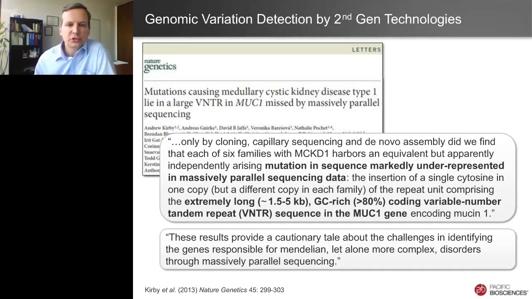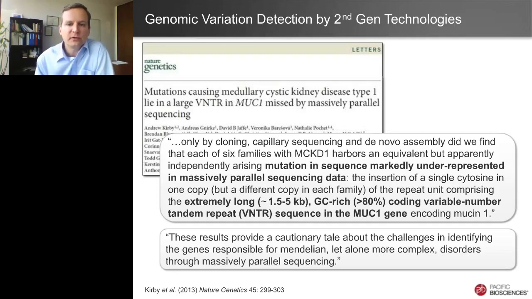This is a paper in Nature Genetics by a large number of authors, including Eric Lander and Chad Nussbaum from the Broad, looking at mutations causing this particular kidney disease. The authors described that it was not possible to get this with the short-read technologies, but only by cloning, capillary sequencing, and de novo assembly did they find that this particular mutation harbors an apparently independently arising mutation in sequence that was markedly underrepresented in the massively parallel sequencing data.